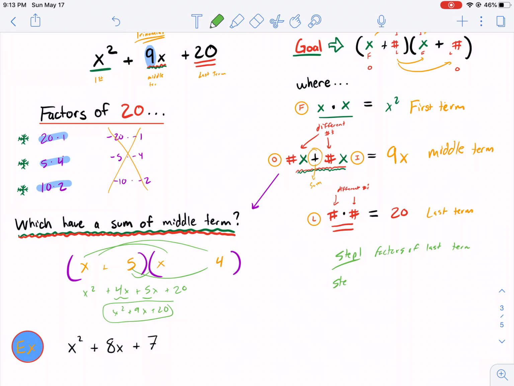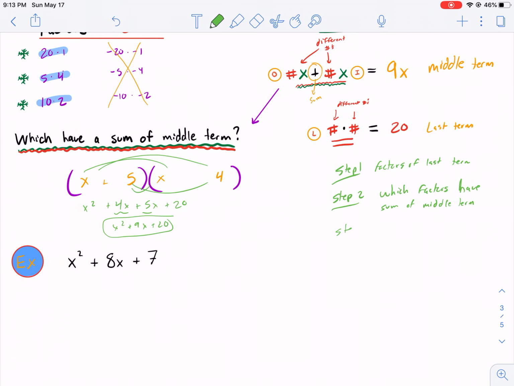Step 2, we are going to see which factors have a sum of the middle term. Okay? In step 3, we check our answer.